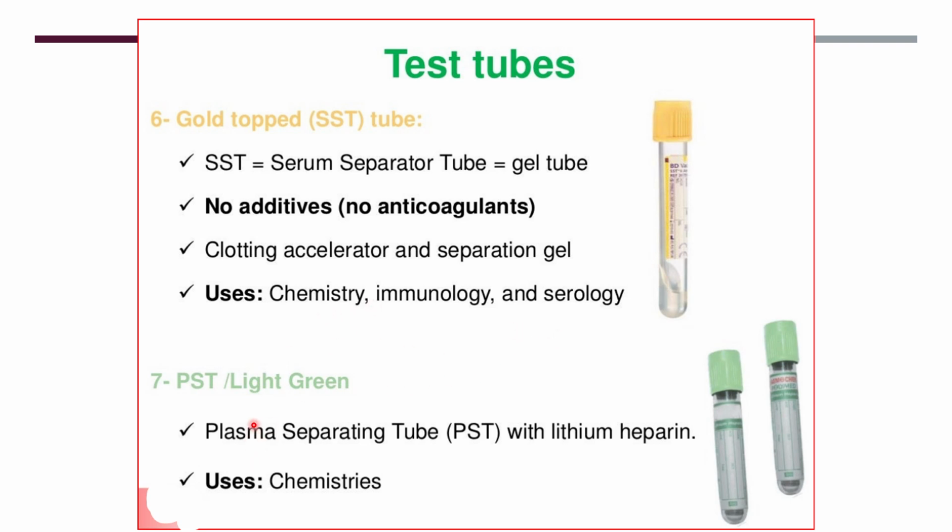And the last test vials usually come in the light green color, PST, meaning plasma separating tube. This also comes with the lithium heparin solution inside it, and mostly it is used for chemistries.